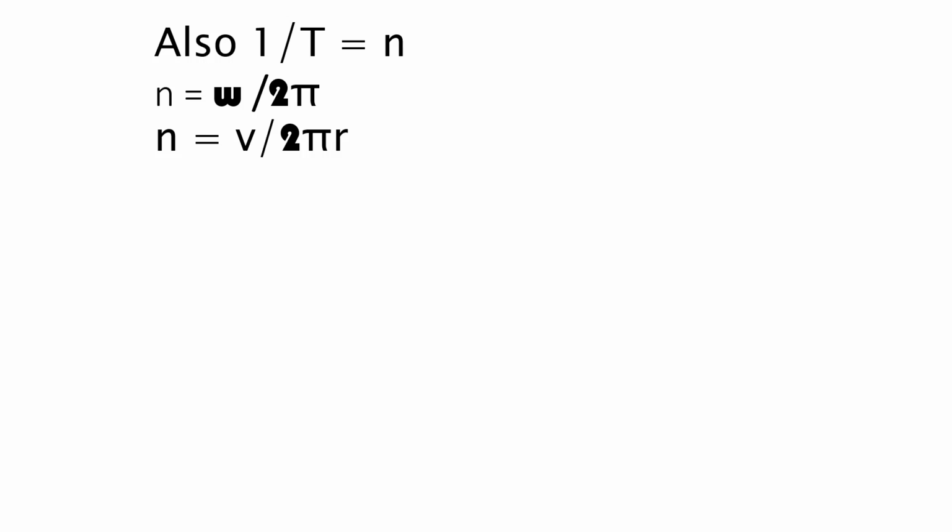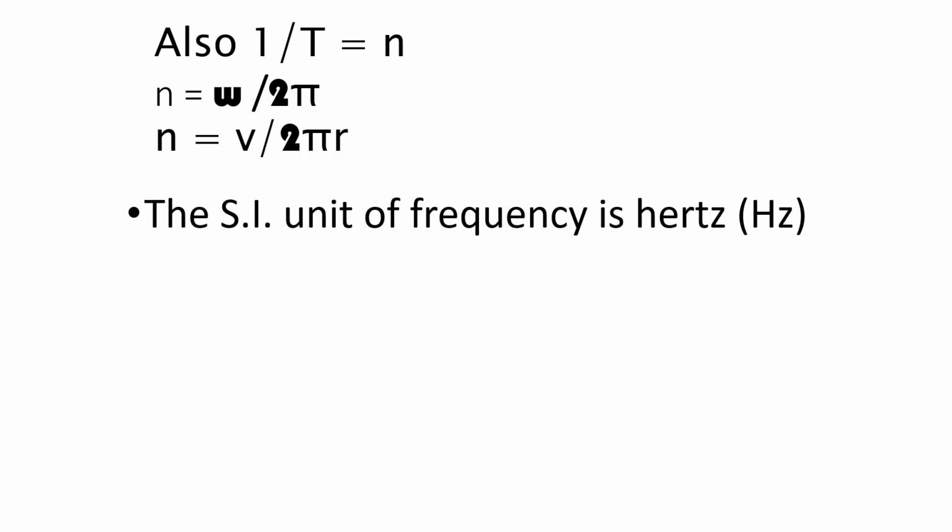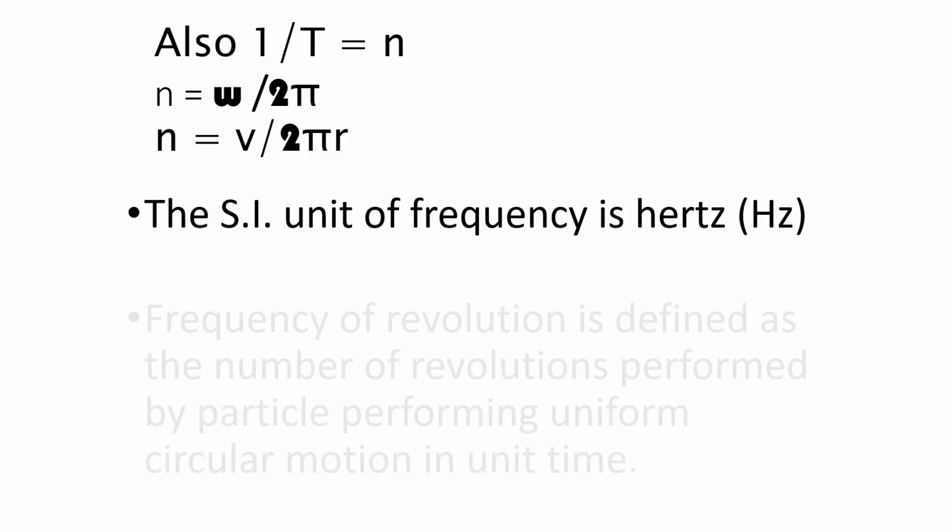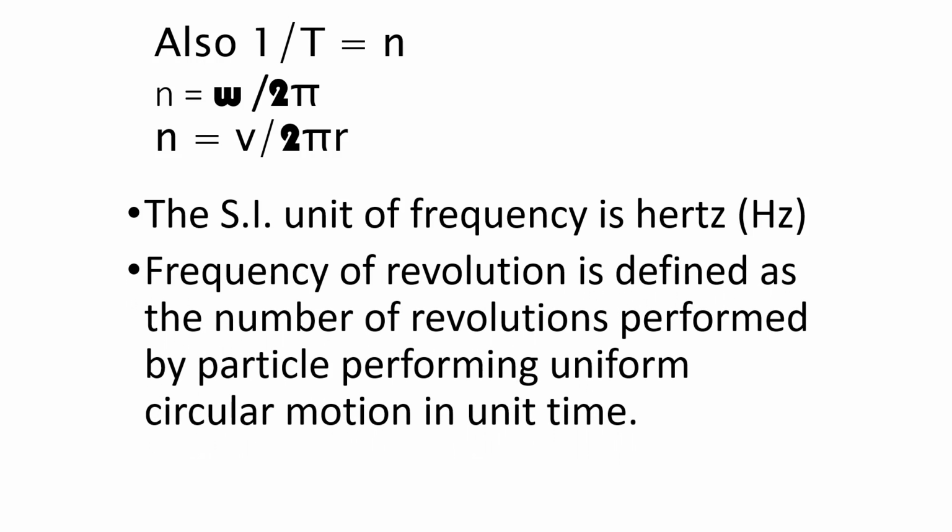The same thing is written over here. Frequency is equal to reciprocal of periodic time. So frequency is equal to omega upon 2 pi, or n is equal to v upon 2 pi r. The SI unit of frequency is hertz. Frequency of revolution is defined as the number of revolutions performed by a particle performing a uniform circular motion in unit time. So if in a unit time the object performs 2 revolutions, then I can just write the frequency as 2.